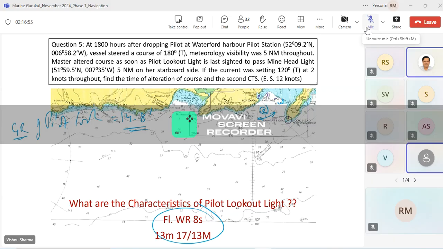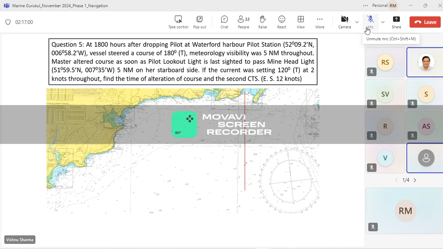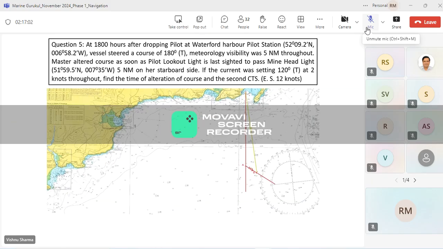Okay. Now, guys, look at the plot. Look at this part. Is my plot, the line on which alteration will take place, primarily in the red sector or the white sector? Look at it.